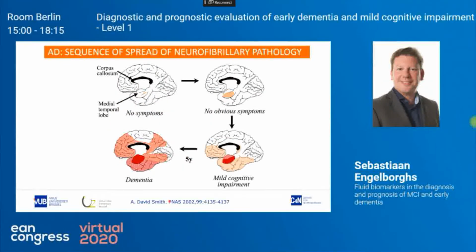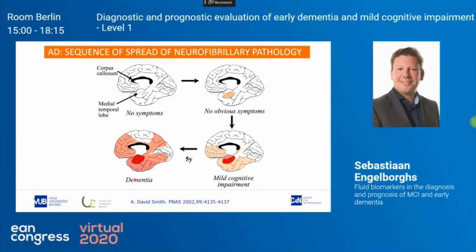Let's have a look at this slide, at this figure. We look at the inner surface of the right hemisphere. And the red color depicts the spread of the neurofibrillary pathology. And the darker the red color is, the higher the density is. This represents a patient with early dementia due to Alzheimer's disease.